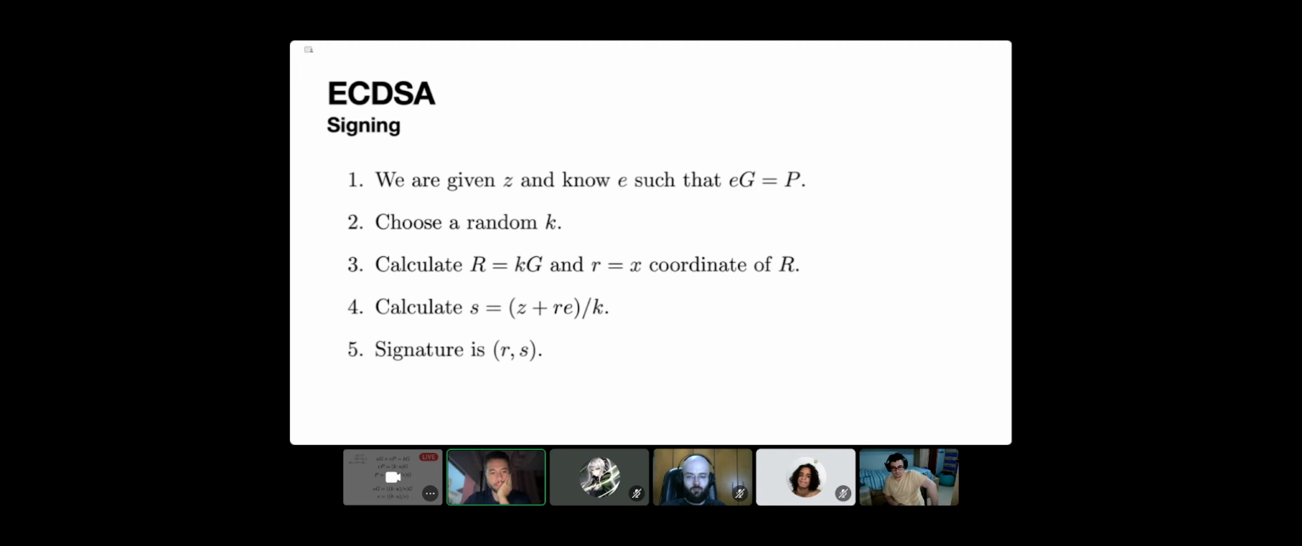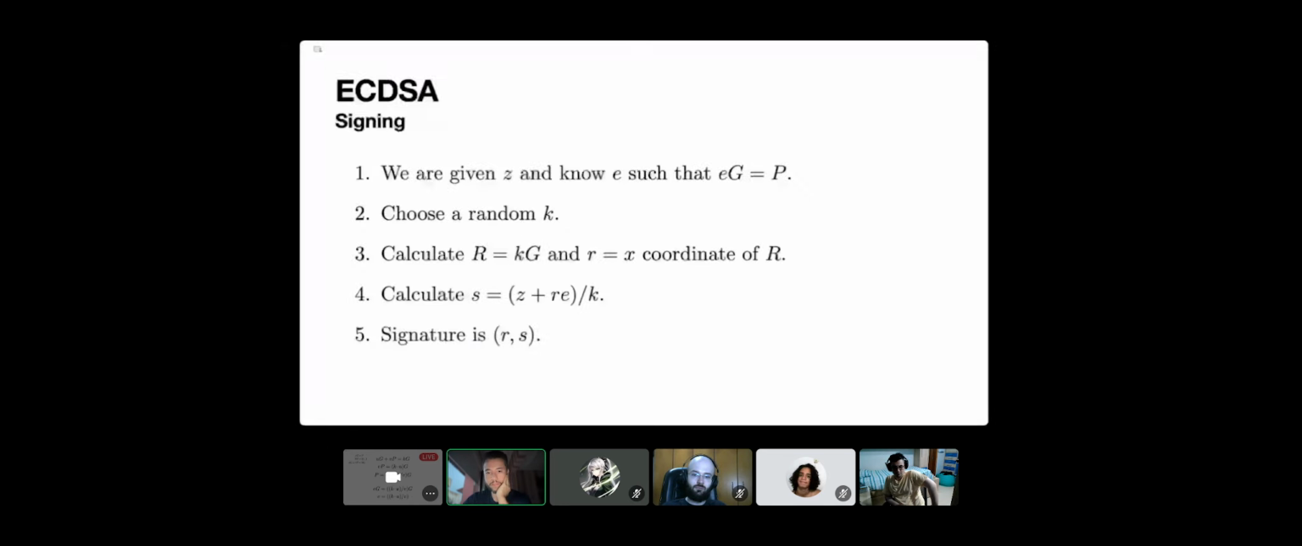I use Z, r, e, and K to compute S. I know all the things that I need here. And I will claim that the signature will be a tuple with little r and S. And that's it. Everyone is good?